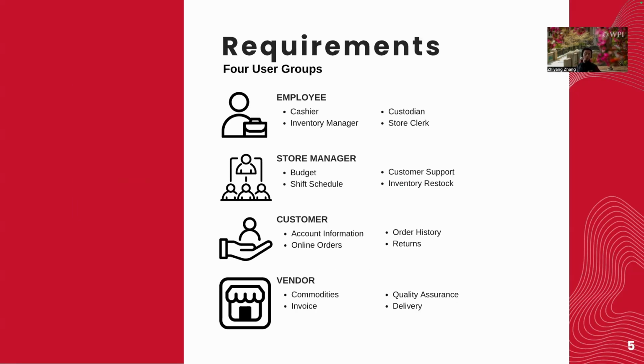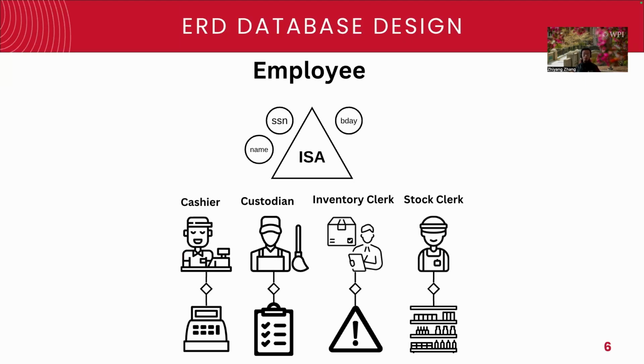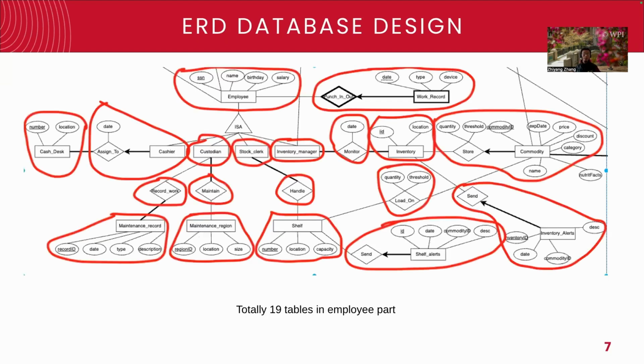We divided our system requirements into 4 parts. They are employee, store manager, customer, and vendor. As introduced in the proposal, an employee can be a cashier, custodian, inventory clerk, or stock clerk. We continue the ERD in the proposal. This time, we transfer every entity set into tables. We follow the standard transfer procedure, and in the employee part, we get 19 tables in total.